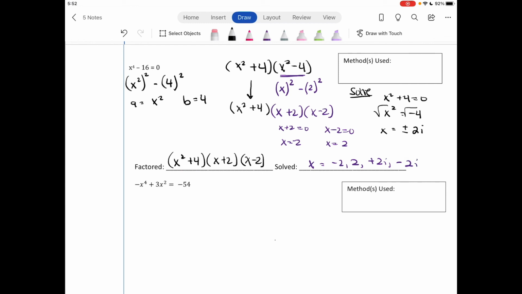Going back to look at our methods, here we use the difference of squares, but this time we actually used it 2 times. So always be looking for when you can use one method more than once, or when you can apply a second factoring method.